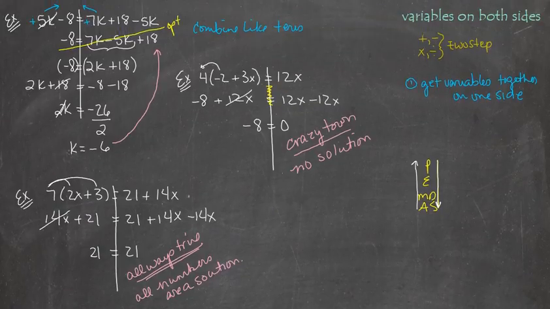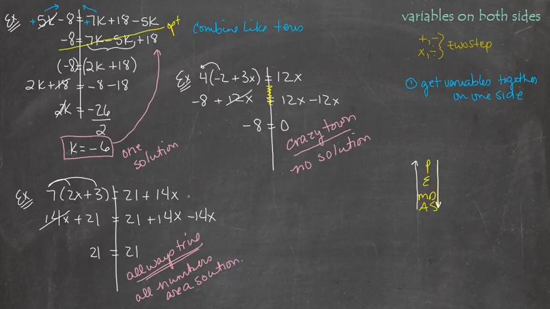So you're either going to get an answer that happens to be true, like negative 6, you plug it in here, it's the one answer that makes this true. Just one, no others. So that would be the one solution situation. Or there's the crazy town situation, which means there are no solutions. Or there's the, yeah, that's true, which means all numbers are a solution.